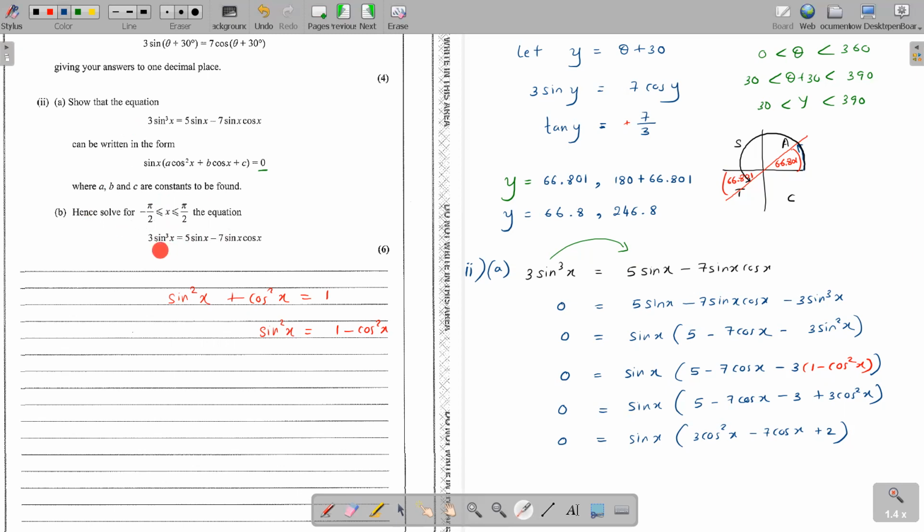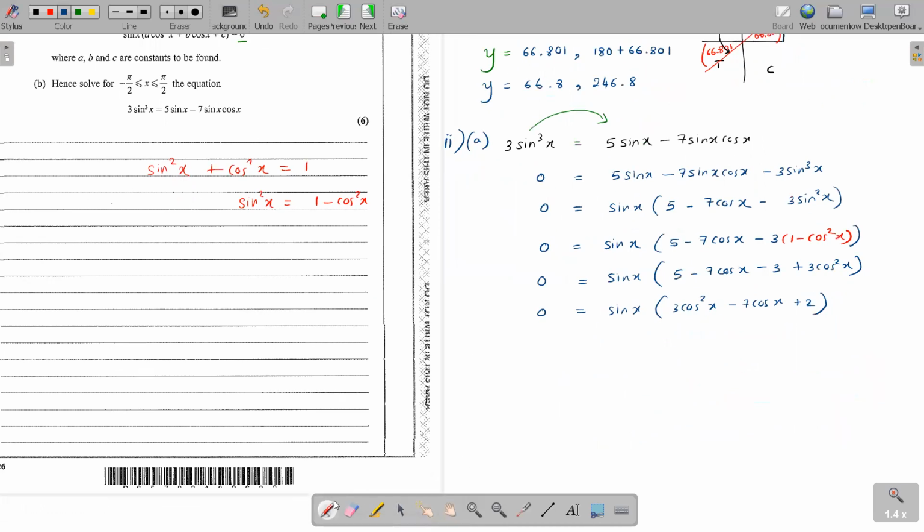Hence, the equation 3 sine cube x, which is what we have in part A. So how can we solve this? We got this equation simplified to this format, so we just need to keep on simplifying that. Sine x times (3 cos square x minus 7 cos x plus 2) equals 0. Now it's already factorized, so make each factor equal to 0. Sine x equals 0 or 3 cos square x minus 7 cos x plus 2 equals 0.